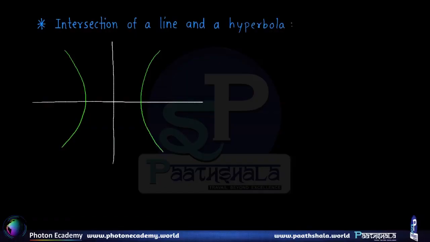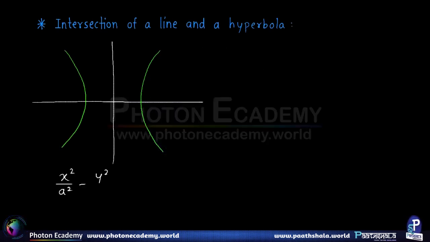Alright, now let's move ahead and study the intersection of a line and a hyperbola. Suppose that we are given the equation of some hyperbola in standard position, that is x square upon a square minus y square upon b square equal to 1, and we are given a line, like this.